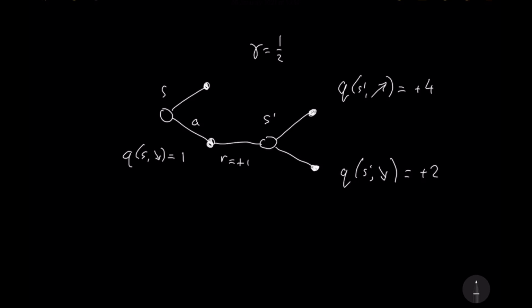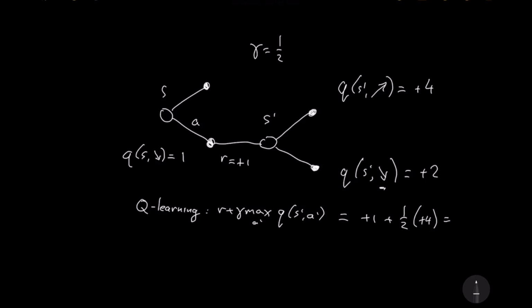Then we could consider what the targets are that Q-learning or Sarsa would use. Now let's say that we've actually selected this action to go down. Then Q-learning doesn't actually care too much about which action you've actually taken. So the target there would be reward plus discounted maximum action value in the next state, which in this case would be +1 for the reward, plus 1/2, which is our discount factor. And then we look at this max action in the next state, which in this case would be +4. So in total, this would give us a target of 3.